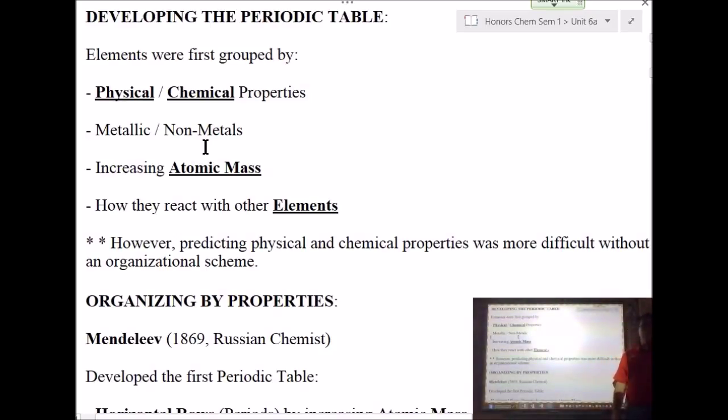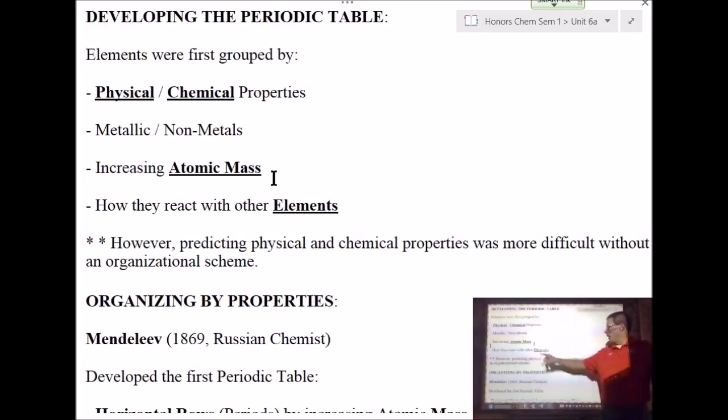Arranged based on metallic versus non-metallic, which it is today. And the majority of the elements on the periodic table are what? Metals or non-metals? Metals, very good. We'll show that here in a moment. However, this was the big faux pas that Mendeleev did. He arranged his periodic table based on increasing atomic mass. How is it arranged today? Increasing atomic number. Good, protons. So, see, you remember.